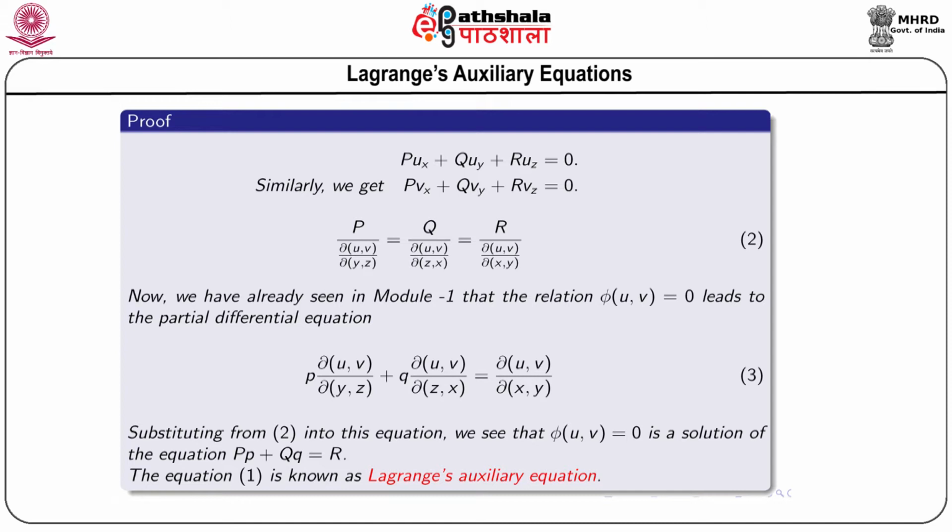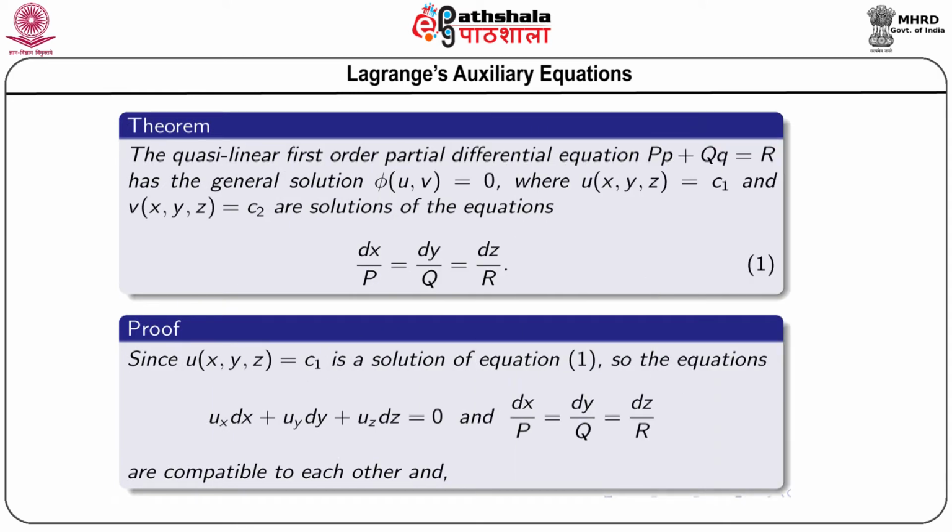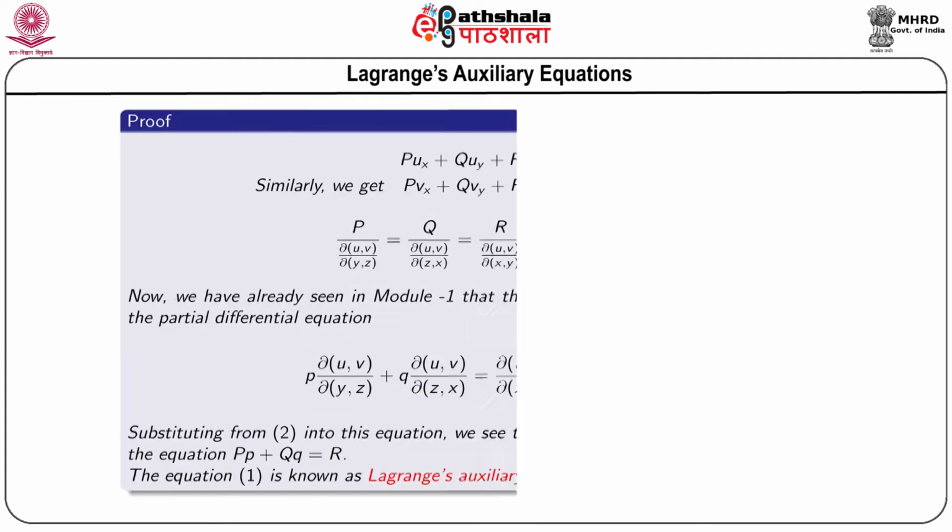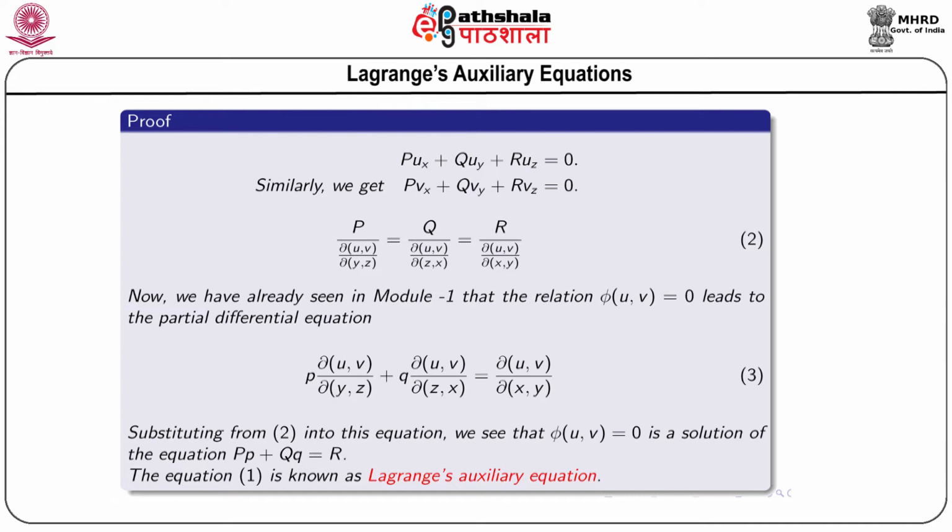we will get that phi(u, v) equals 0 is a solution of the equation Pp plus Qq equals R, and this equation, that is equation 1, is known as Lagrange auxiliary equation. So, we obtain that phi(u, v) equals 0 is a solution of the quasi-linear equation Pp plus Qq equals R, where u and v are the solutions of the simultaneous equation 1, which is known as Lagrange auxiliary equation.